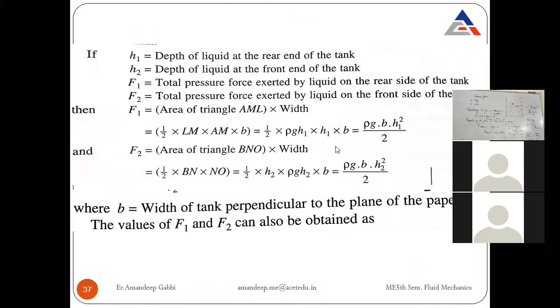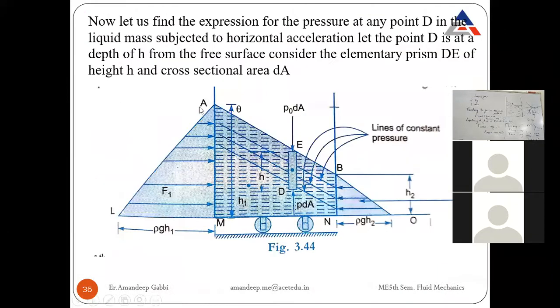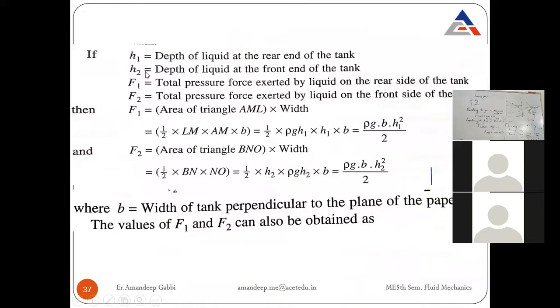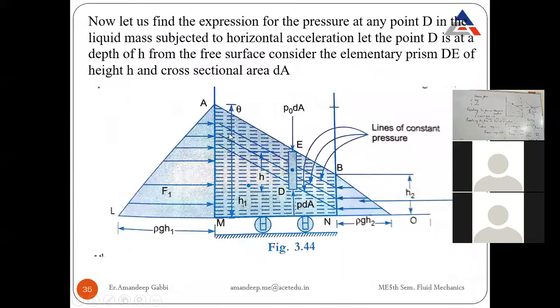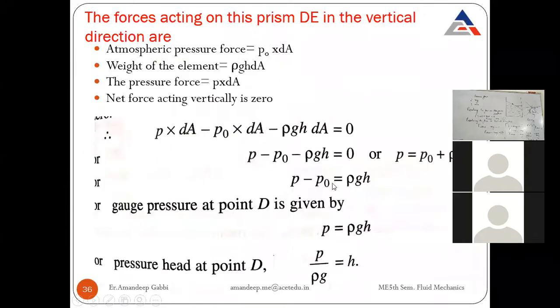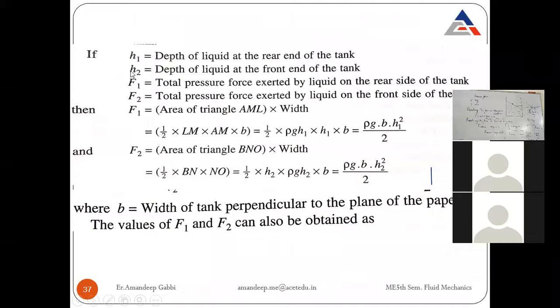Now what is to be studied is pressure forces. Pressure force that is acting on this surface, force that is acting on this surface, this end. We have to calculate that. Now H1 is the depth of the liquid at the rear end of the tank. You can see that this is the H1 height and this is H2 height. H1 is the depth of the liquid at the rear end of the tank, and H2 is the depth of the liquid at the front end of the tank.